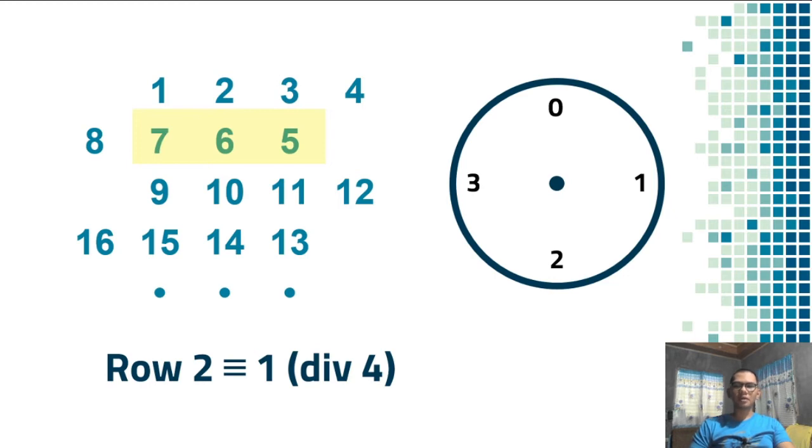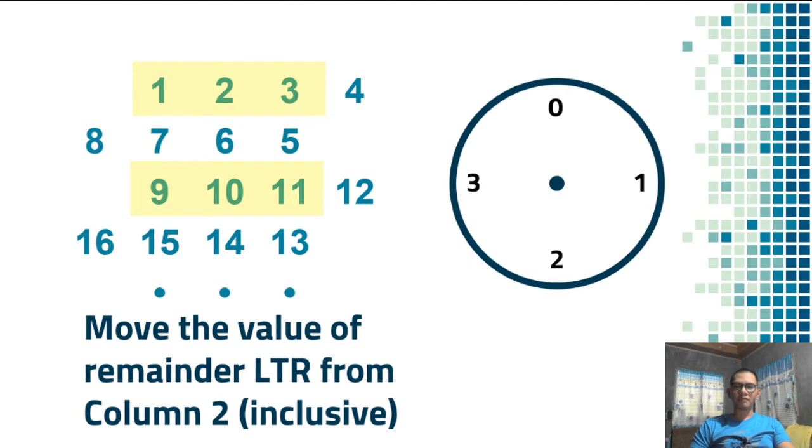So we can also conclude for these numbers in columns 2 to 4 that when we divide the number by 4 and it results in an even whole number, the sequence moves the value remainder from left to right, starting from column 2 inclusive. If the result of division is an odd whole number, the sequence moves from right to left, starting from column 4 inclusive.